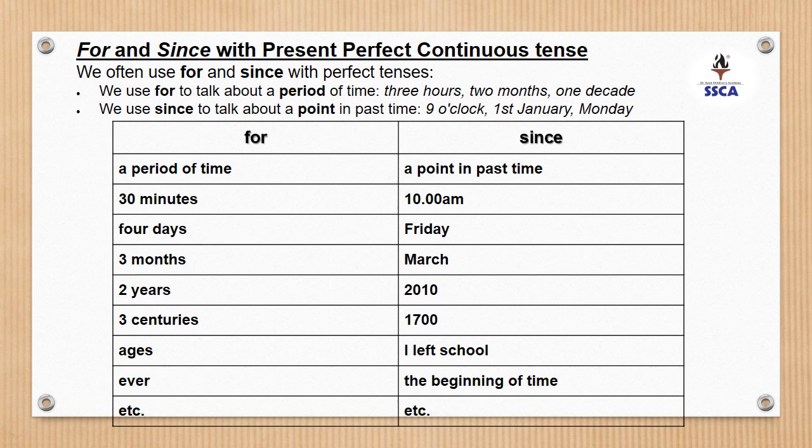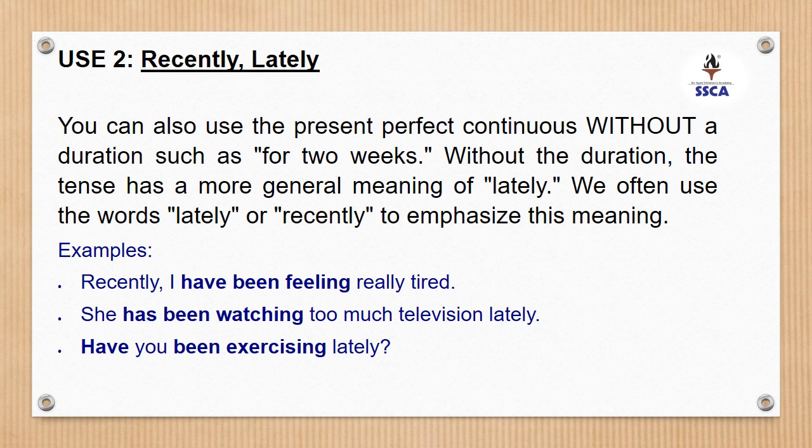Now let's move towards the next use. The second use of present perfect continuous is with recently or lately. You can also use the present perfect continuous without a duration, such as for 2 weeks. Without the duration, the tense has a more general meaning of lately. We often use the words lately or recently to emphasize this meaning.